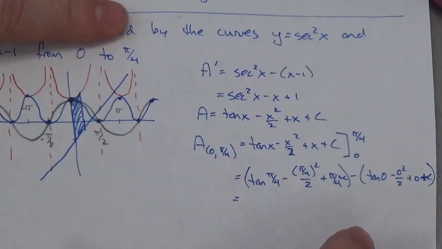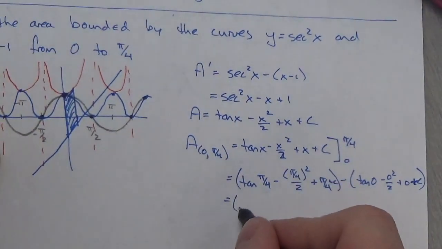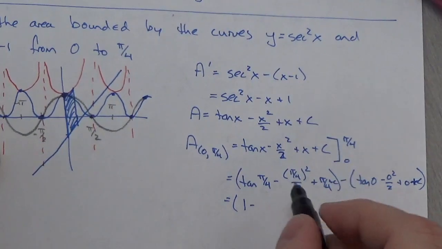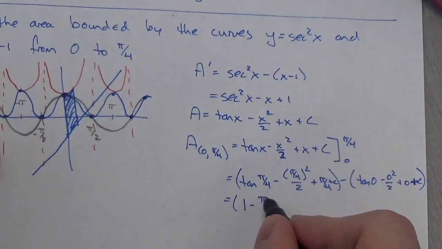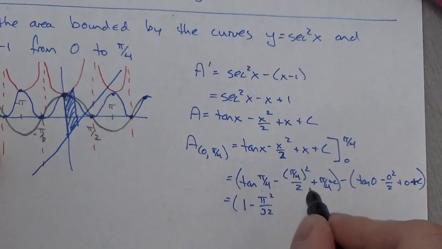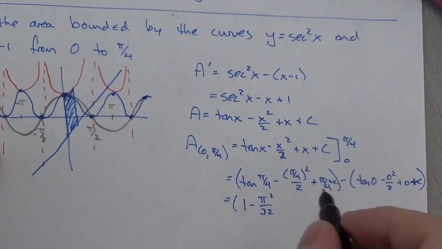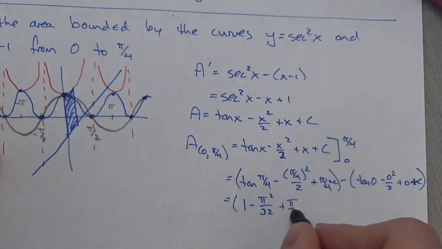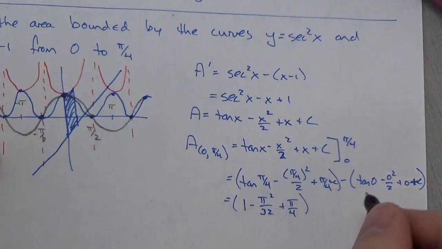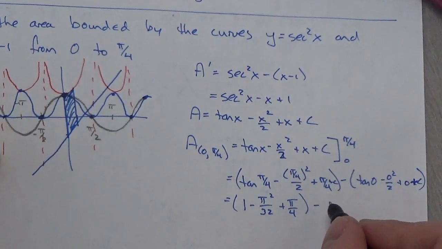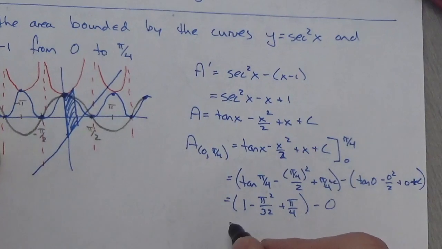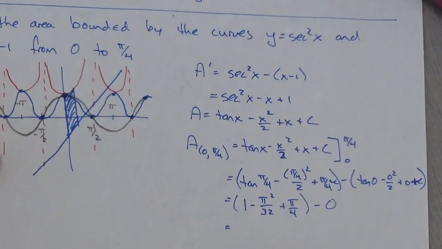Sorry, that went off the screen there. So here we go. Tangent of pi over 4 is 1, minus, this is going to be pi squared over 32, because I'll square the 4 here, then divide by 2, plus pi over 4. And then back here, that's just all going to be 0. And so this is my answer right here.